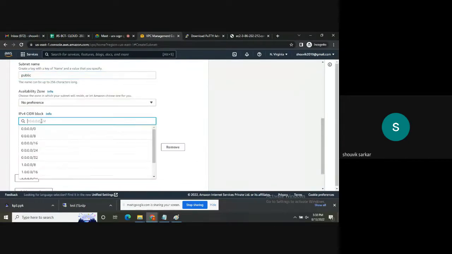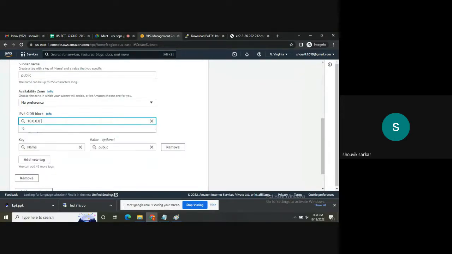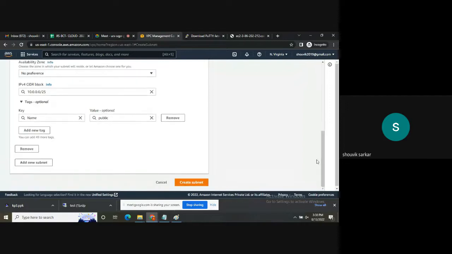And we need to write the IP address: 10.0.0.0/25 this time. The same way, we want to divide by 2, so 2 to the power 1. So we add 24 plus 1, 25. Right? We can create this subnet.